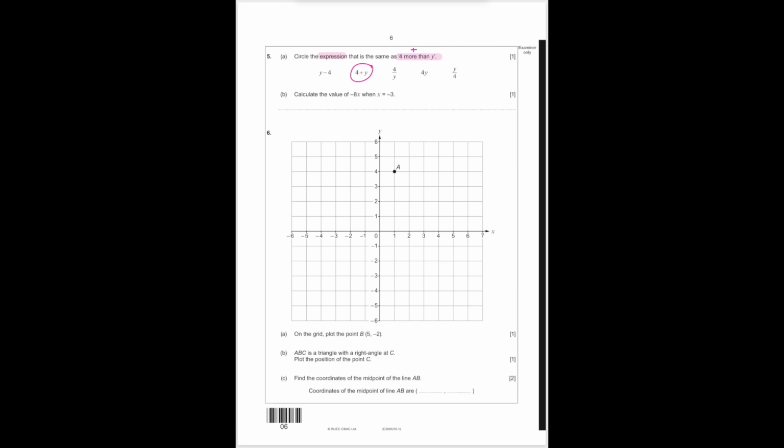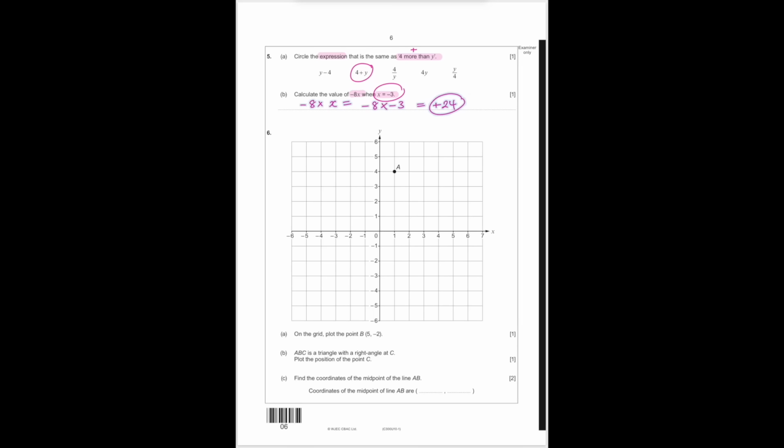Part B, calculate the value of negative 8x when x equals negative 3. So this is substitution. Negative 8x is negative 8 times by x, but they tell us that x is minus 3. So we're doing negative 8 times by minus 3. 8 times 3 is 24, and a negative times a negative gives us a positive answer. So our answer is positive 24.